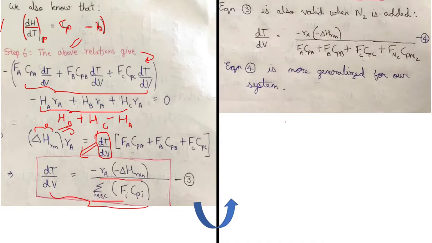So in parts 2 and 3 of this question, we also know that N2 is involved, and we can easily derive that an additional term will also be present in the energy balance of this equation. It's easy to derive. It's similar to how we derived equation number 3. And equation 4 here is more generalized for our case.